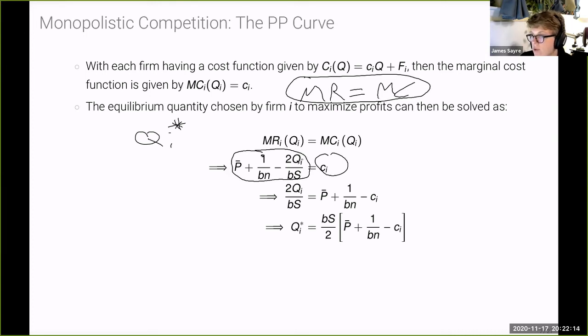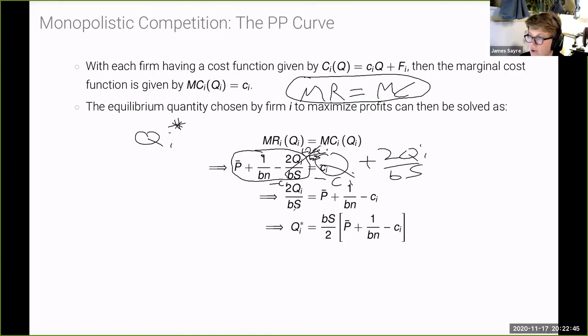So what do I want to do? I just want to get Qi by itself. To get Qi by itself, I can add 2Qi over Bs to both sides, so this is going to cancel out. This gives me 2Qi over Bs. And then I can subtract Ci from both sides, so the Ci's cancel. And therefore we get 2 Qi over Bs is equal to P bar plus 1 over Bn minus Ci.